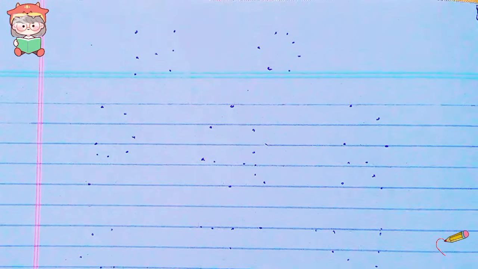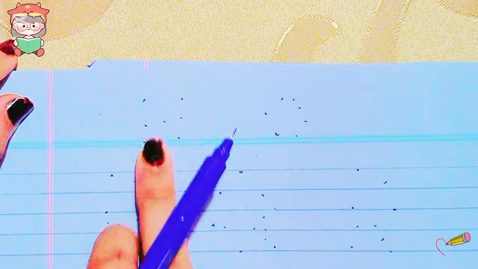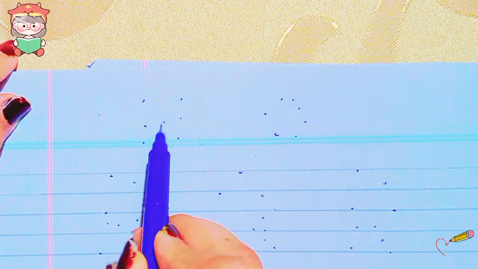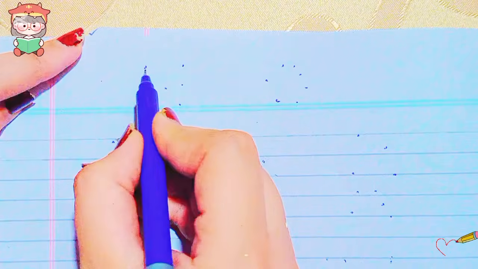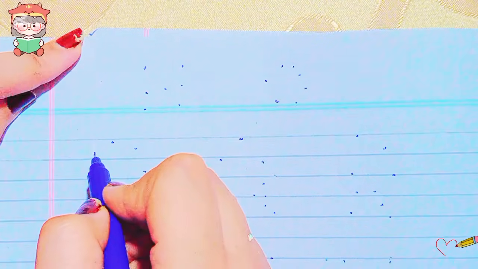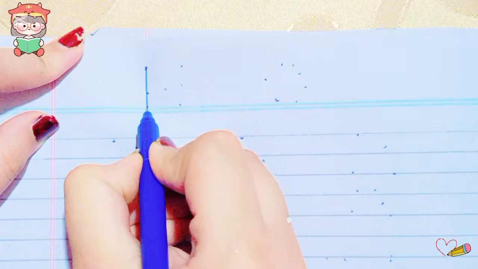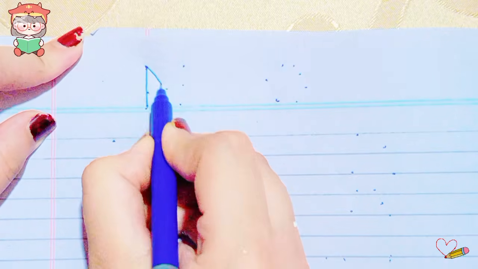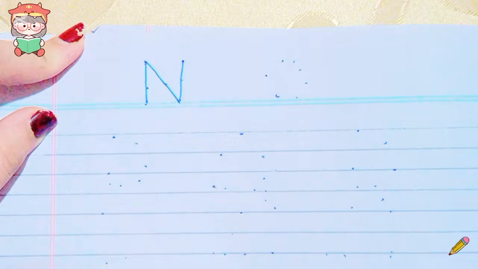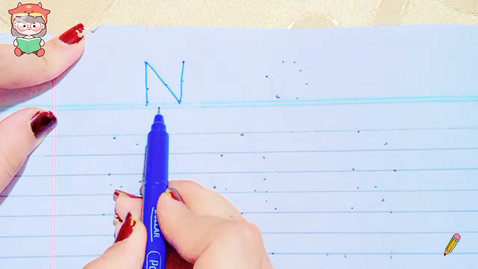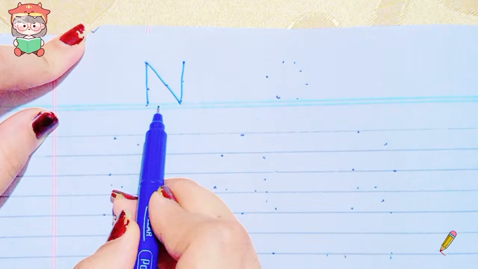Next letter is N. N for nest. So let's match dots. One straight line, second straight line, and third straight line. It's letter N. N for nest.